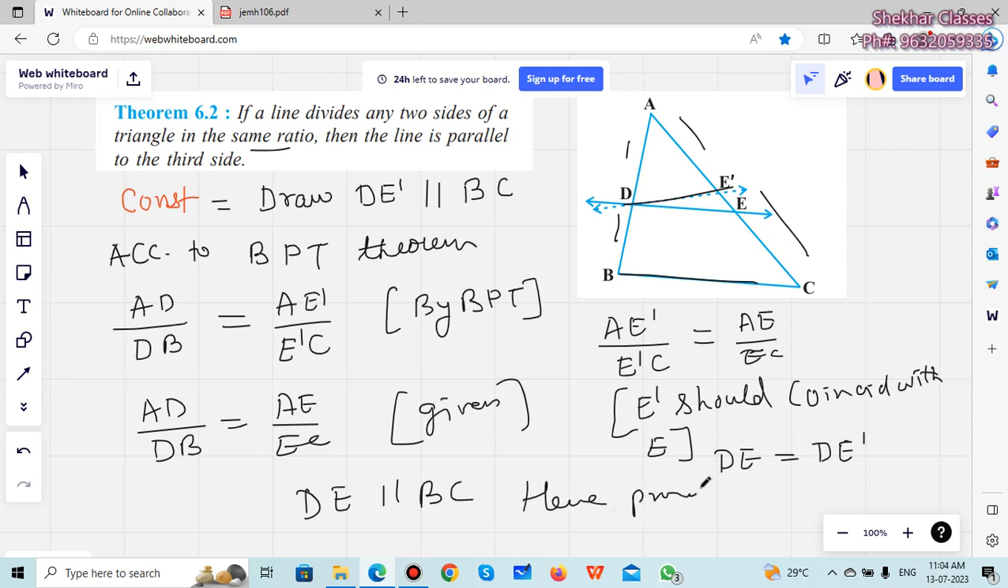proved here. So remember what we did, we assumed that yes, okay, DE is not parallel to BC, and then we drew a construction saying let DE dash be parallel to it. So we applied the theorem and we found that according to the theorem, E and E dash cannot be different. It has to be the same. Is that okay? Why? Because AD upon DB is equal to AE dash upon E dash C, and AD upon DB was given as AE upon EC. So this can't be possible. So this is why E and E dash should coincide. Means DE should be the same as DE dash, and then it is proved here.